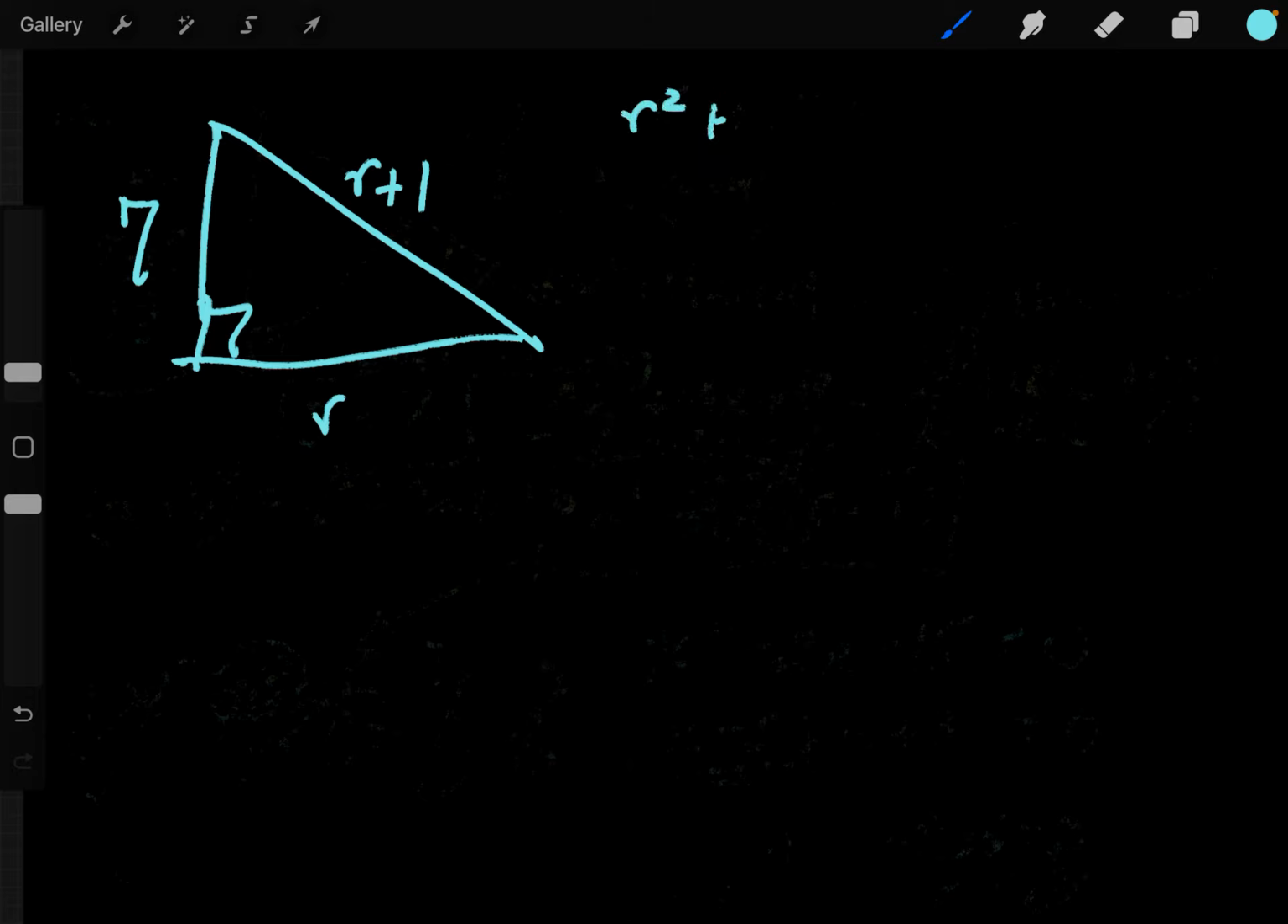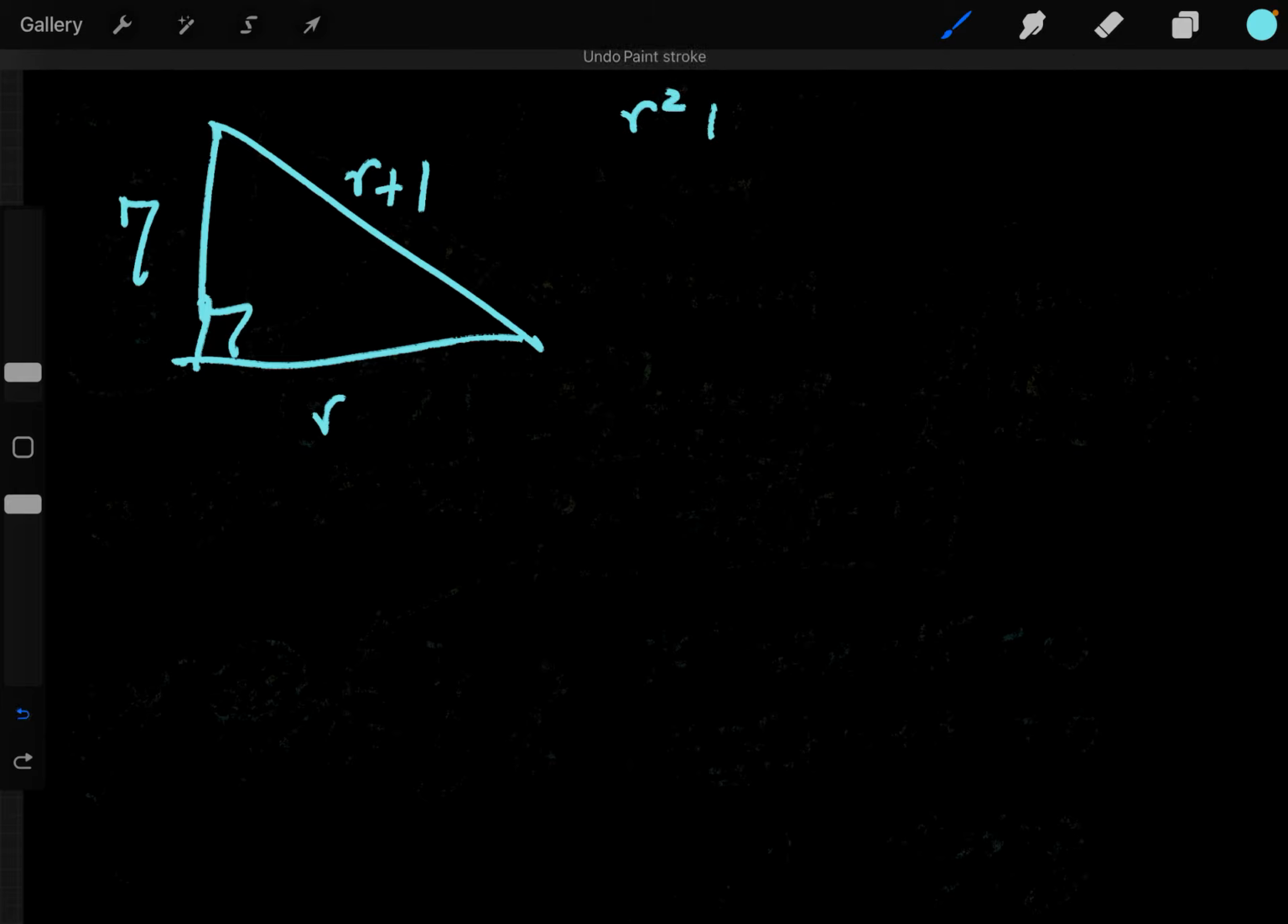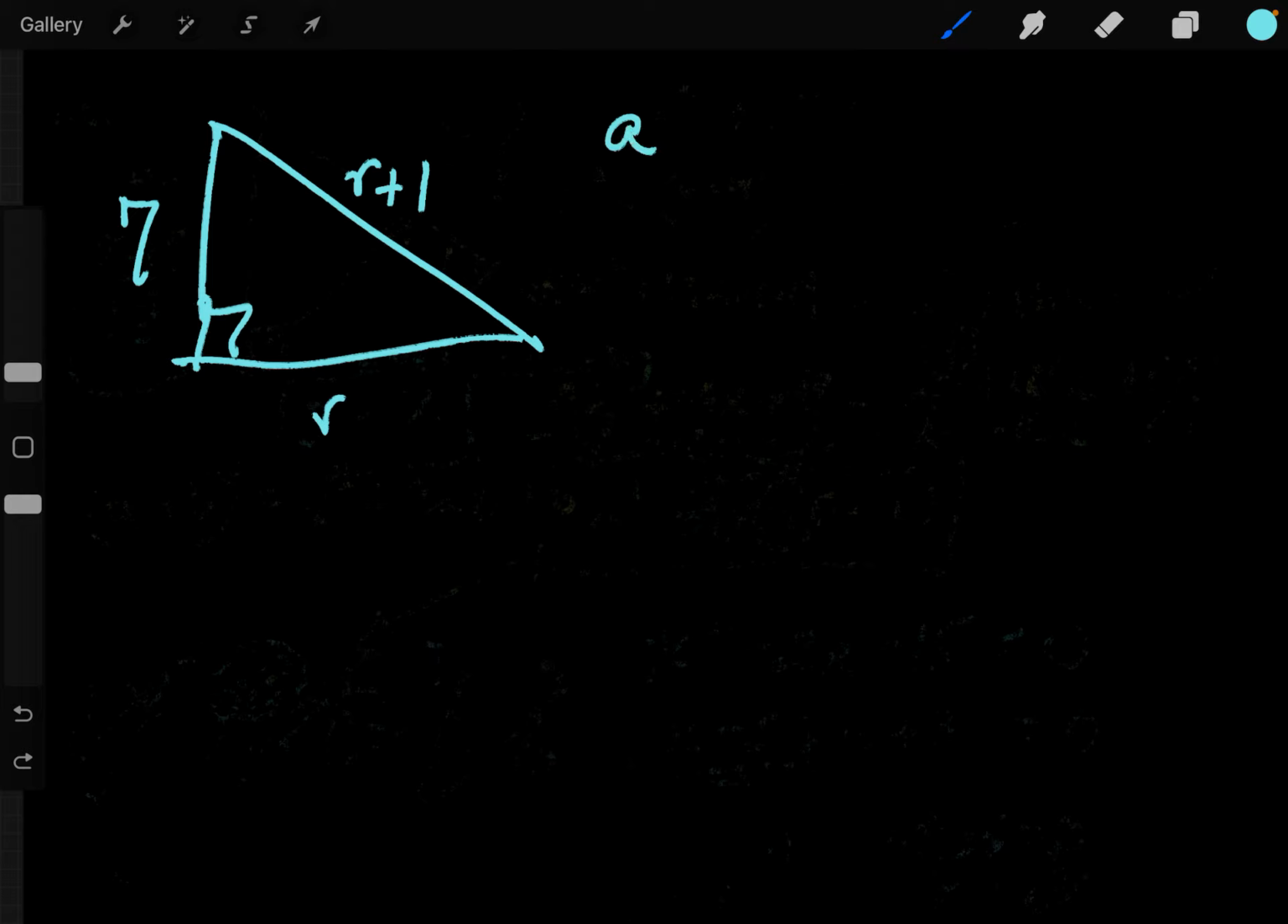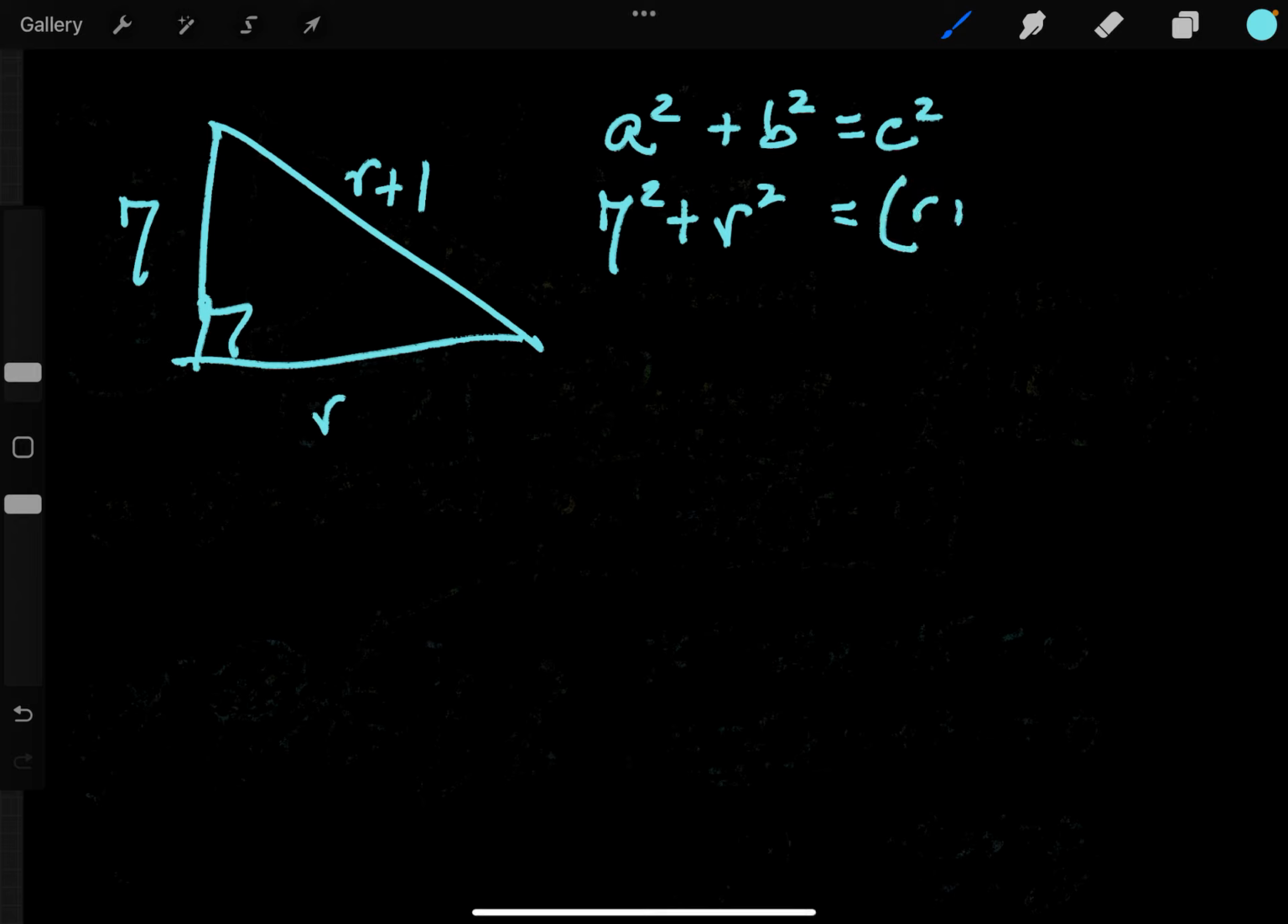R squared plus 7 squared, or you should write Pythagorean theorem to start. A squared plus b squared equals c squared. You should know that the c term is r plus 1. So it's 7 squared plus r squared is equal to r plus 1 squared. Now you have 49 plus r squared is equal to r squared plus 2r plus 1 when you FOIL out.